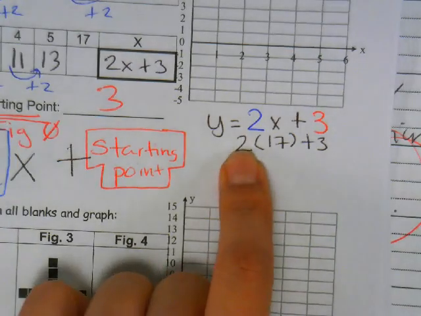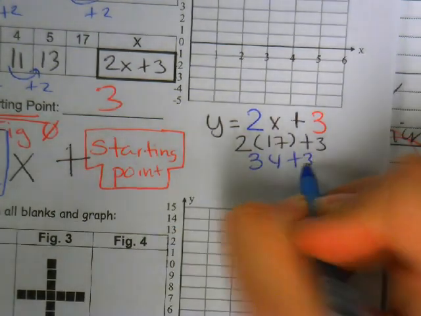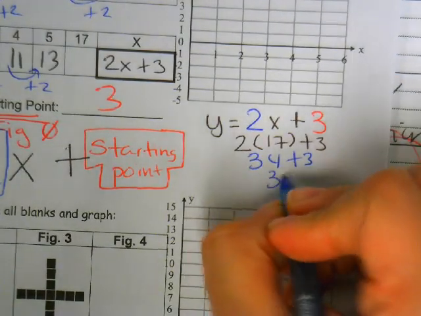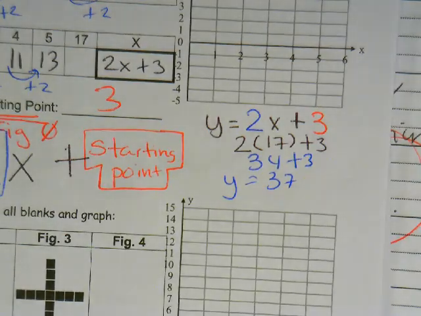So what's 2 times 17? 34, plus 3? 37. So that means that in this square right here for 17, I'm going to plug in the number 37. I solved for 17. Could you have added 2, added 2, added 2, added 2 all the way to 17?